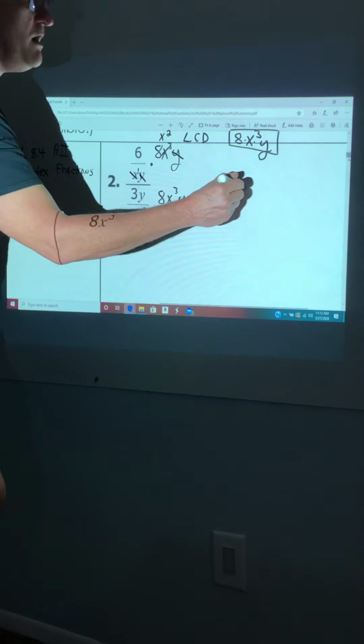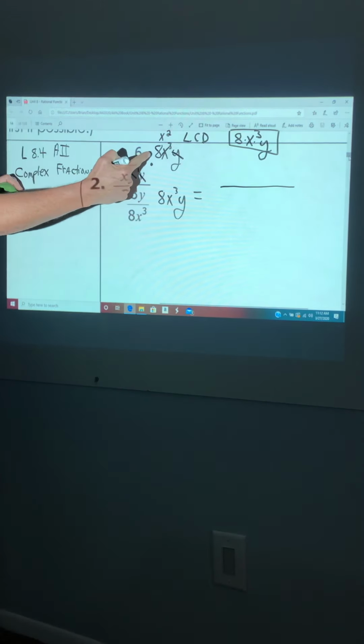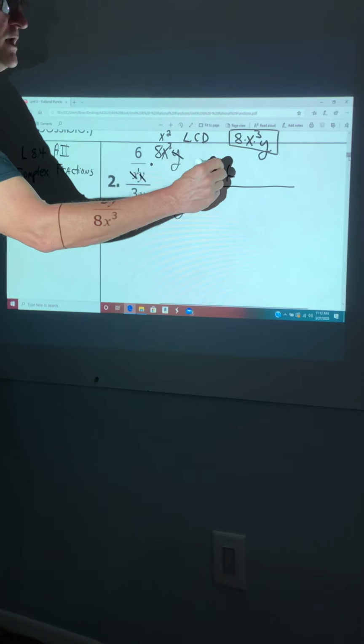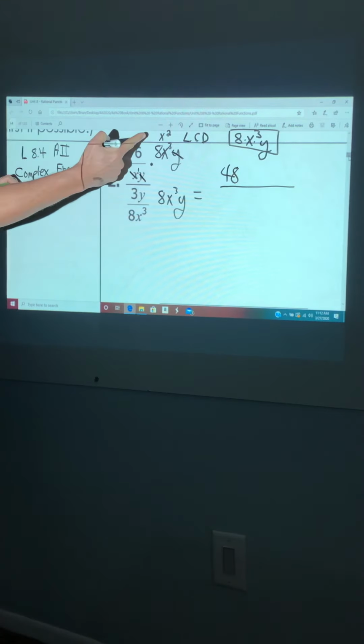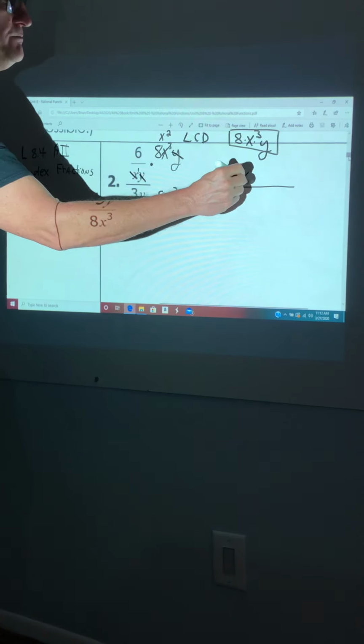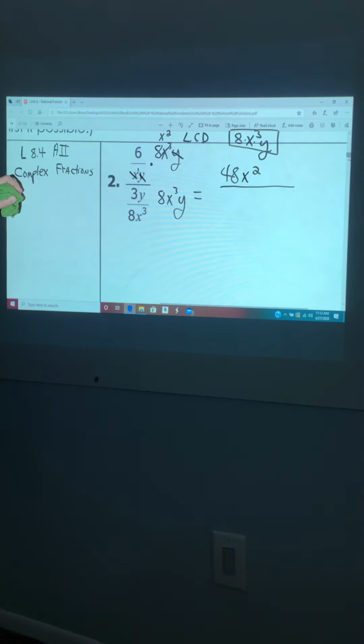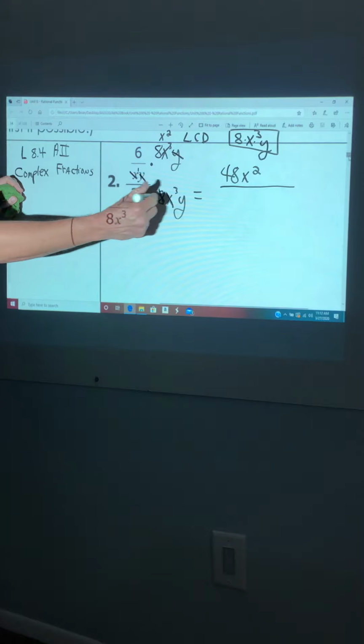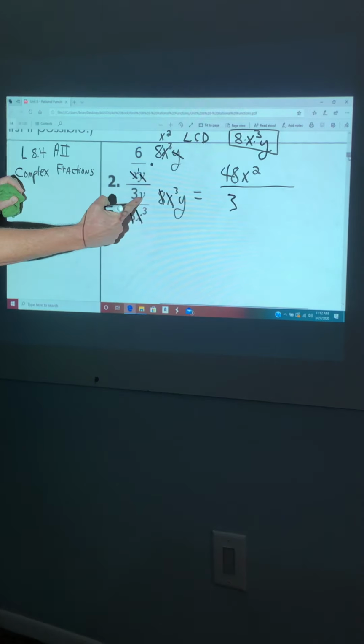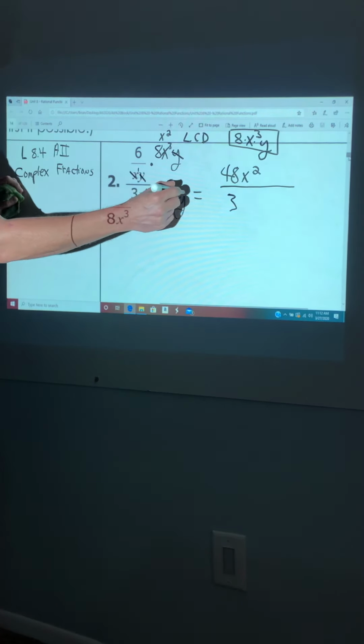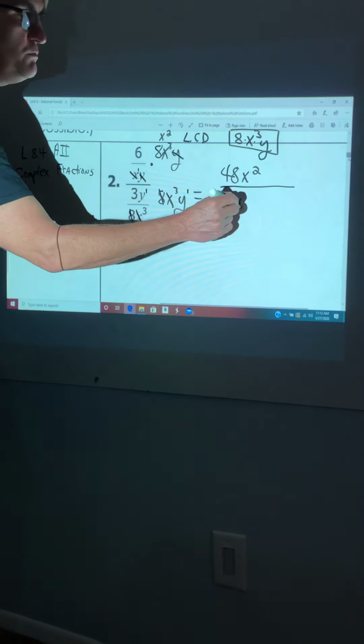So the new top, look, is 6 times 8, which is 48. And then that x squared, okay? Over on the bottom here, look, the 8's drop out, the x cubes drop out, okay? And then you're left with what? 3 times y, and since those are first powers, it'll be 3y squared.